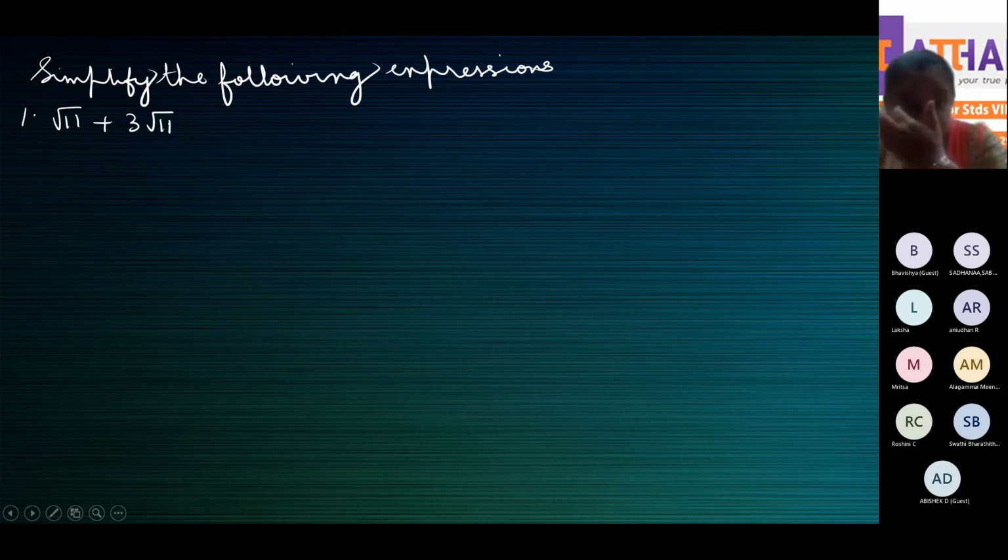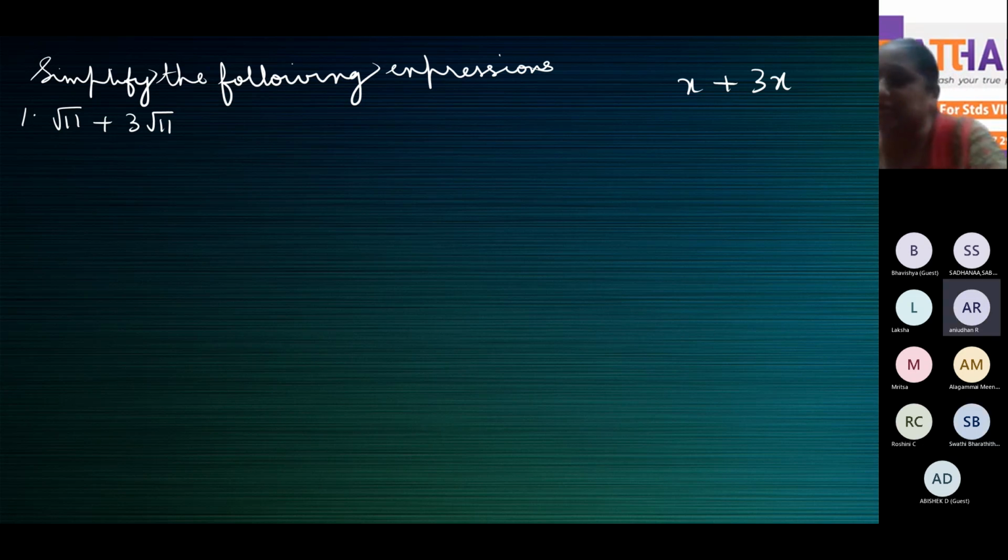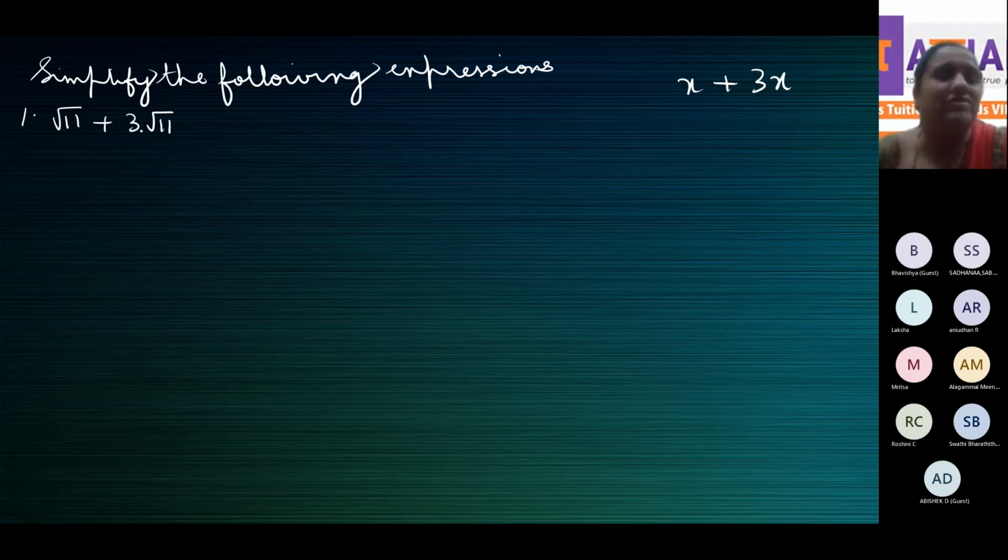Okay. So simplify the expressions. The first one is root 11 plus 3 root 11. Now this is exactly like simplifying x plus 3x. What's the value of x plus 3x, children? What is x plus 3x? 4x. X plus 3x is 4x. So here root 11 plus 3 root 11 is equal to 4 root 11.